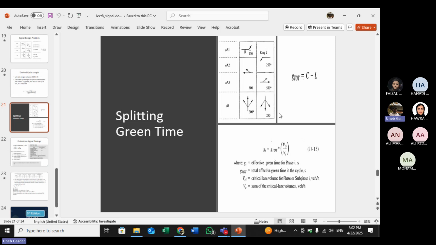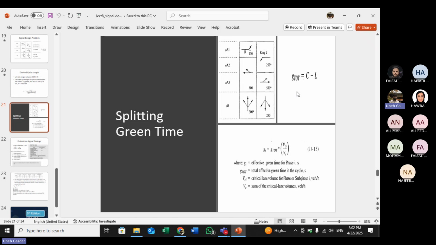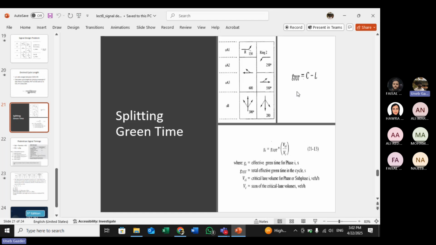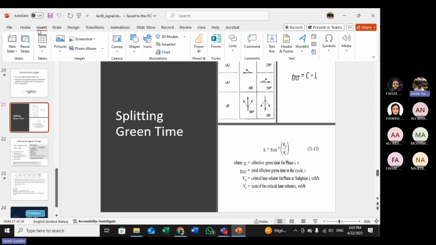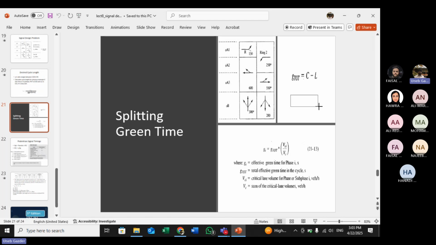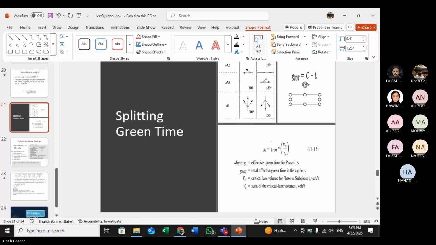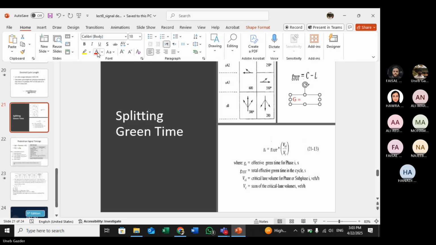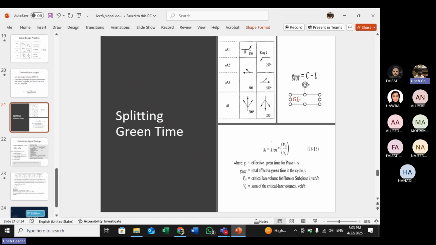After you calculate this green time, this is not the time of the green light. This is the effective green time, without the lost time. Some of the yellow time is lost time, some of the green time is lost time. So this effective green time is not the same as the green light time. If you want to calculate the time for which you will see the green light.